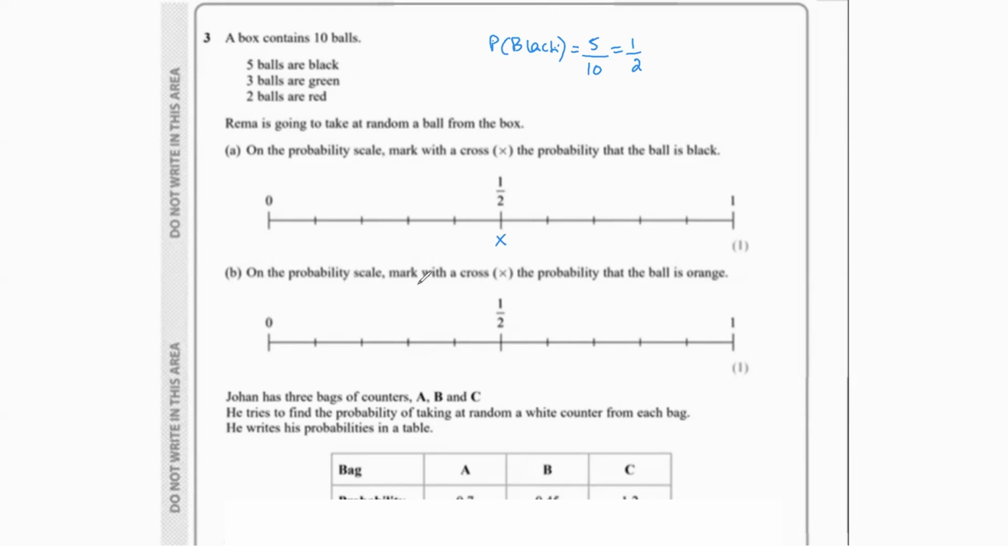And on the probability scale, mark with a cross the probability that the ball is orange. If you look at the list of colors for the balls, there's only black, green, and red. There is no orange, which means the probability is 0. If the color doesn't exist, there is going to be no probability for that color.